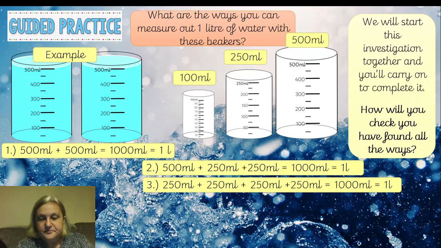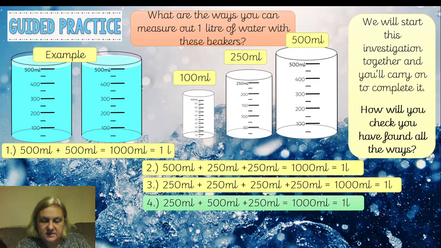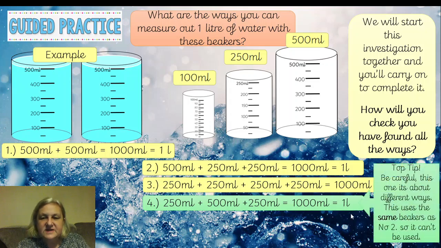Okay, so this one, I've got number 4, 250 ml plus 500 plus 250 millilitres is 1,000, because we haven't done that one already. Look, it's looking fine. We've got 250, but there's no 500 at the beginning here in the middle. So does that work? You have to be really careful, because this one is about the different ways you can do it. Now, this is a different way of setting it out on the page, but it's not a different way of doing it. It matches this first one here, 500 plus 250, 250.